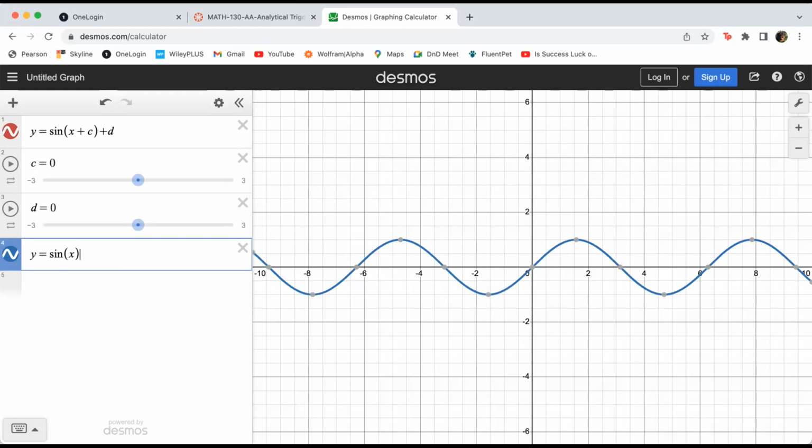Now we're going to see what happens if I make an addition before the trig function. So I'm going to adjust the value of c, change what I'm adding before the trig function. Notice that the shape is staying the same, but it's moving from side to side. The period is staying the same. The amplitude is staying the same. What's happening is all of our points are just shifting from side to side.